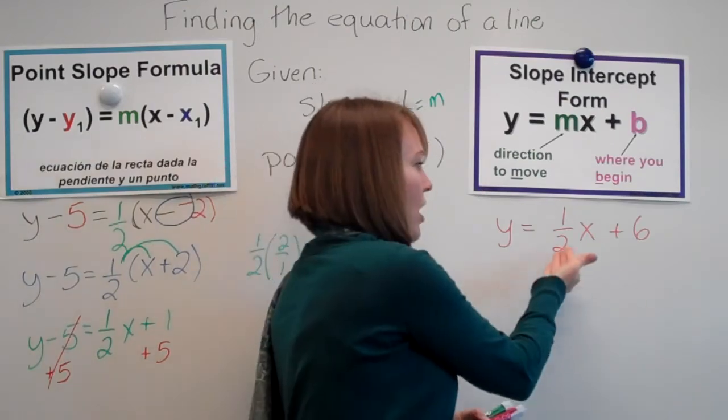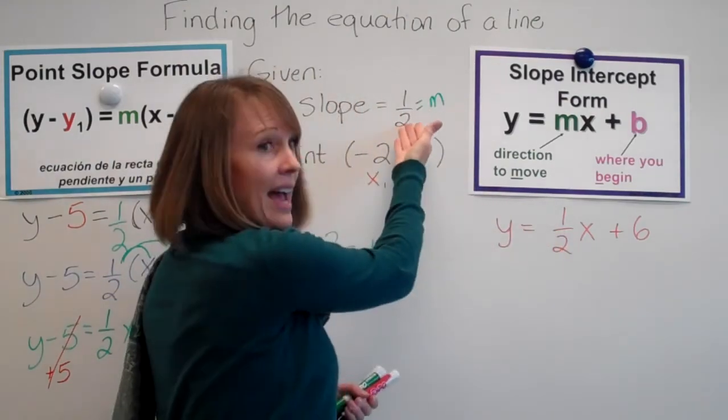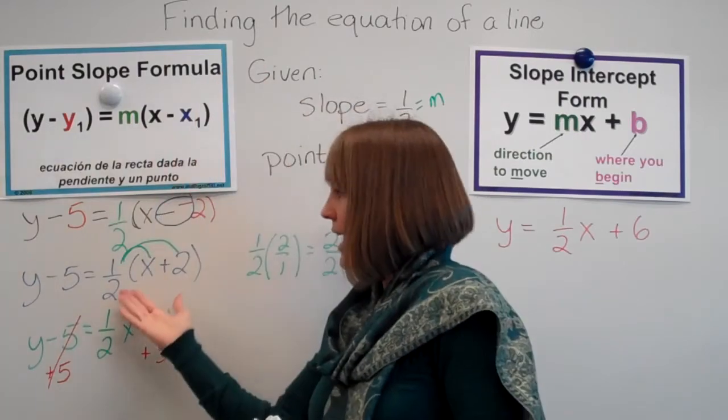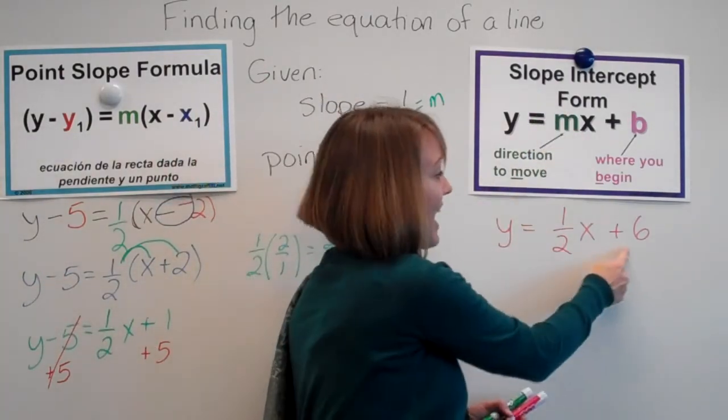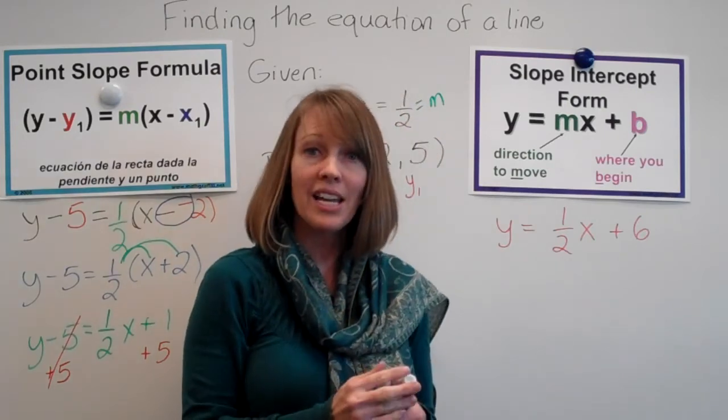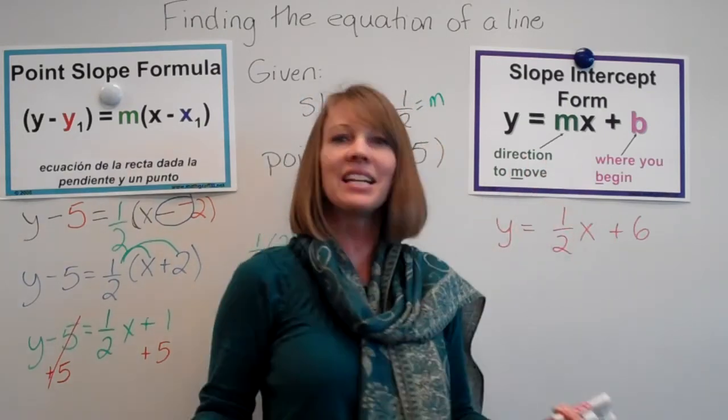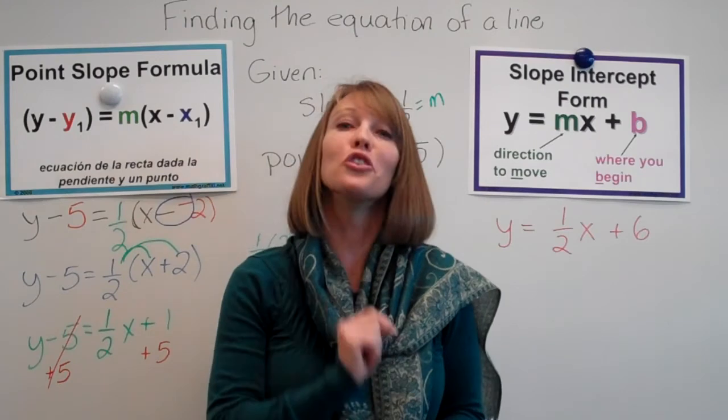And check it out. We started with a slope of 1/2. We plugged in 1/2, and our slope here at the end is still 1/2. But now we've rearranged it so we know the y-intercept is 6, and it is lovely. And remember, you know you love math.